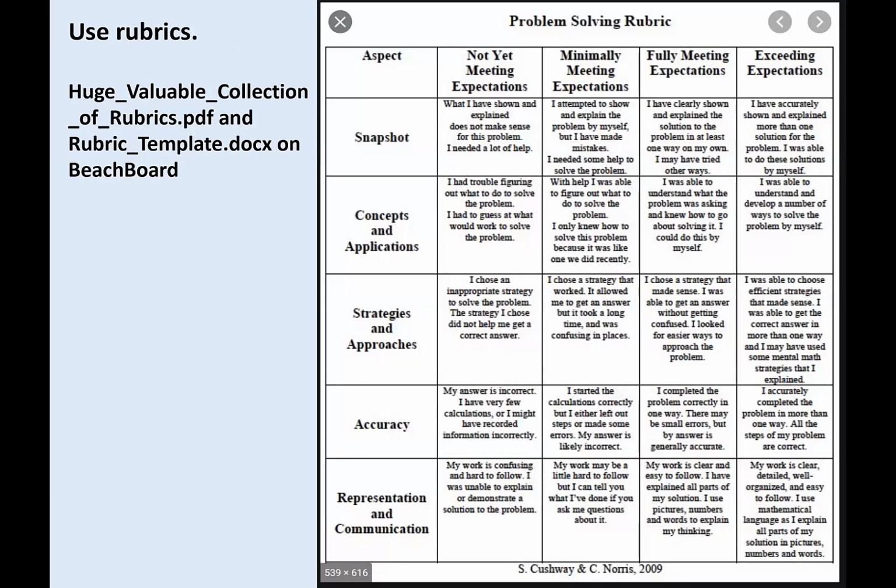Another critical thing for being clear of your expectations is using rubrics. And on Beachboard, I set up a whole folder with rubrics. There's one I named Huge Valuable Collection of Rubrics, PDF. There's a rubric template, and I've got a couple of them embedded in the talk, and I'll post the slide deck later. I finished it 1 second before I started.